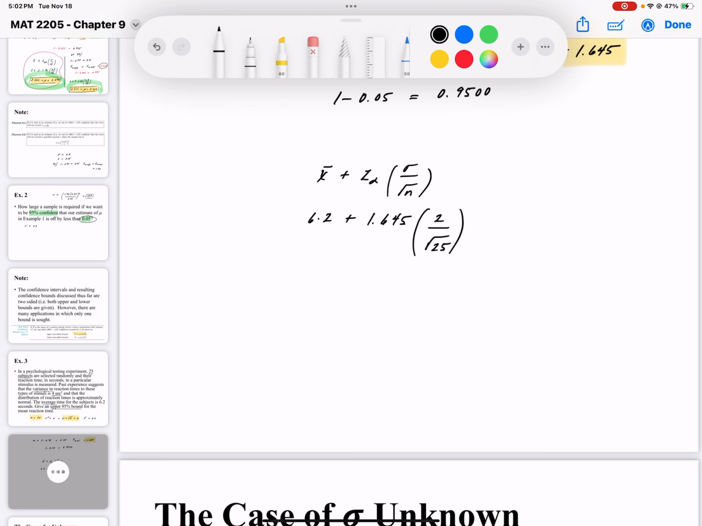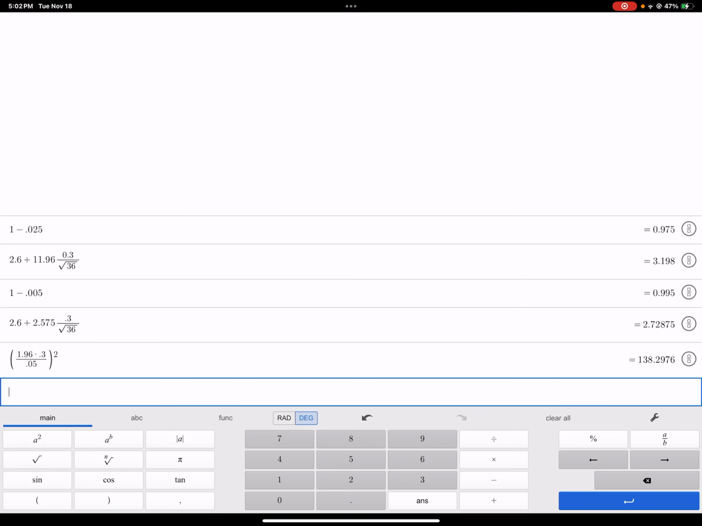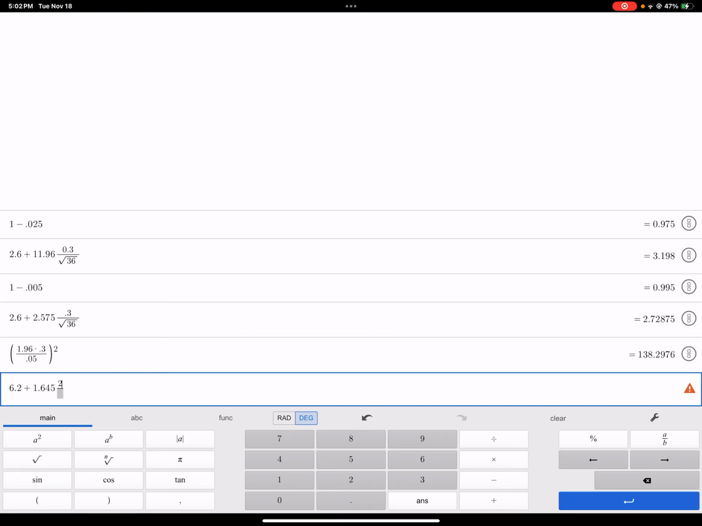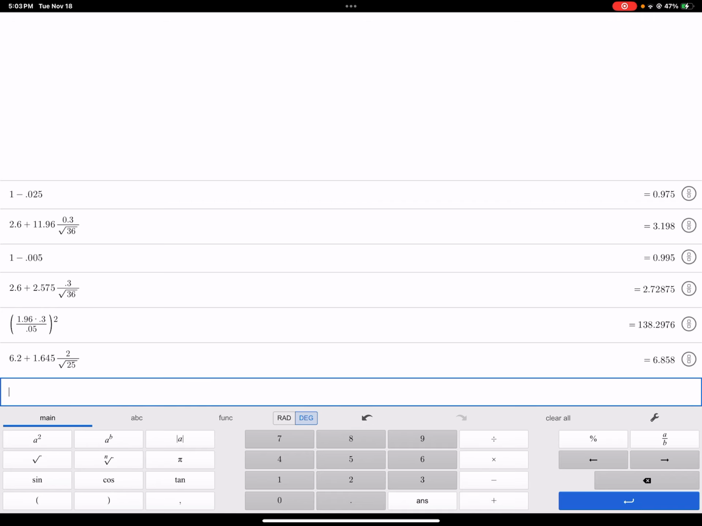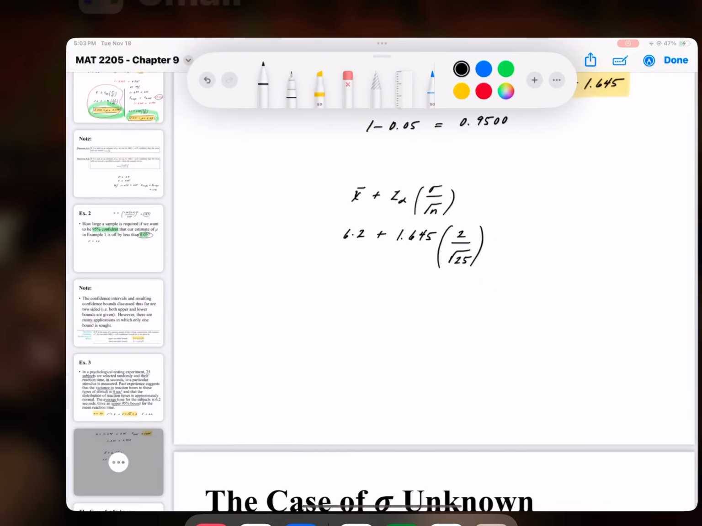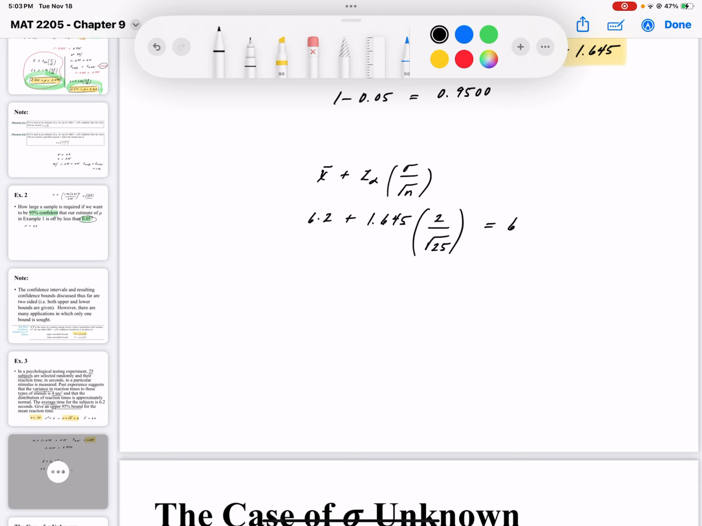Okay, let's get our final answer. 6.2 plus 1.645 multiplied by 2 divided by the square root of 25, 6.858. And that's actually our only answer for this one, because they only asked for an upper bound. And that's it. Hopefully that makes sense. This upper bound gives us the highest value in that interval.